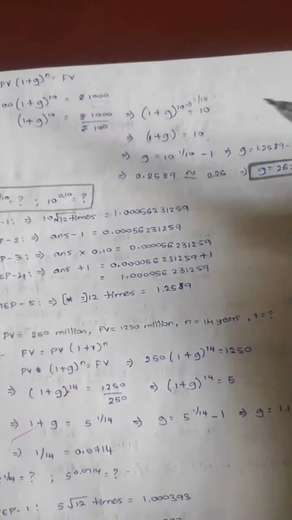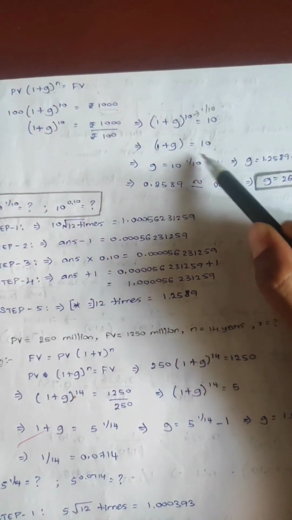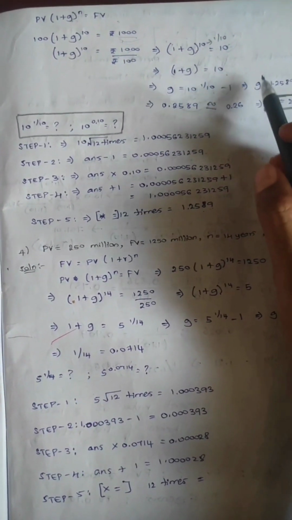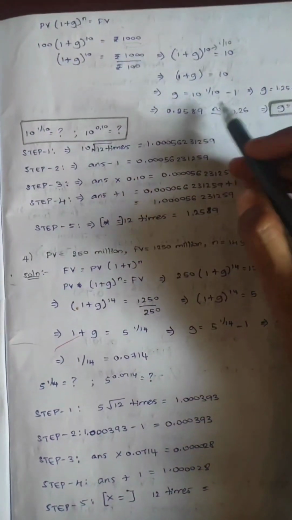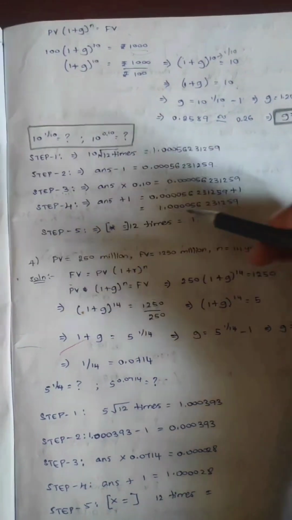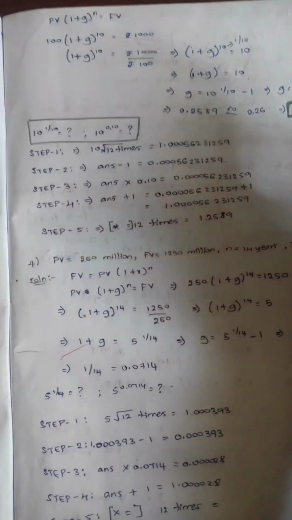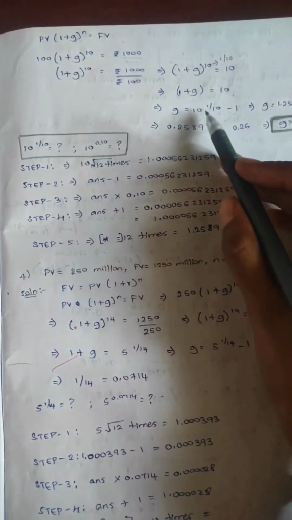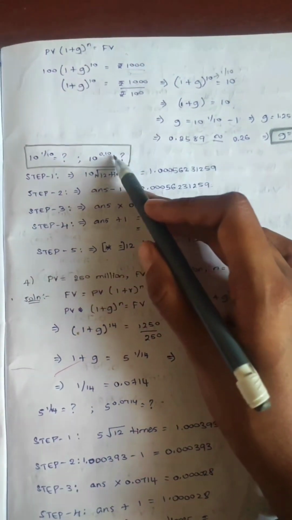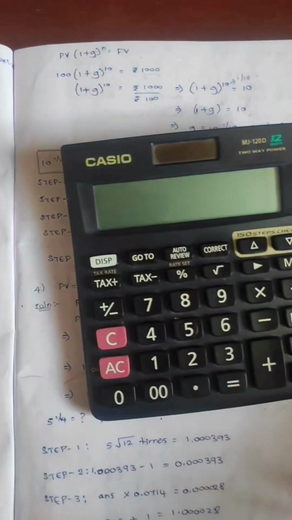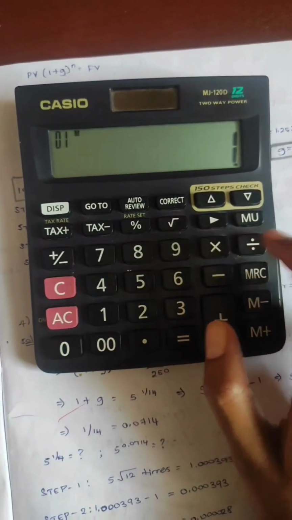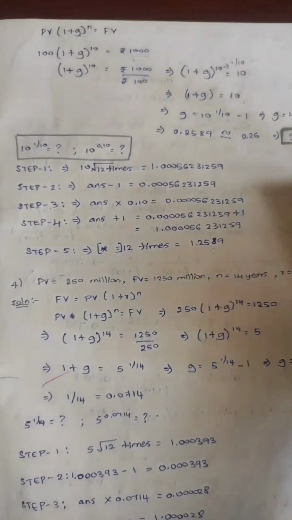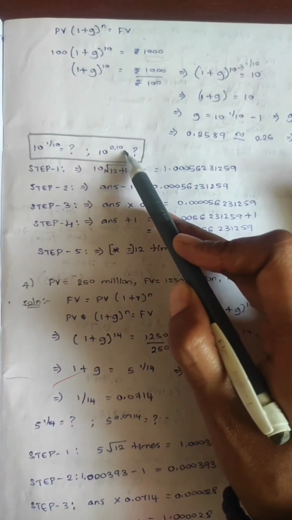So now the question is how to solve this. To solve this, we use a logarithm method. Do you remember the technique which I have written in the formula sheet? That's the concept I'm going to explain now, so pay attention and listen very carefully. If you divide 1 by 10, you get 0.10. Let me show you in the calculator: 1 divided by 10 equals 0.1.